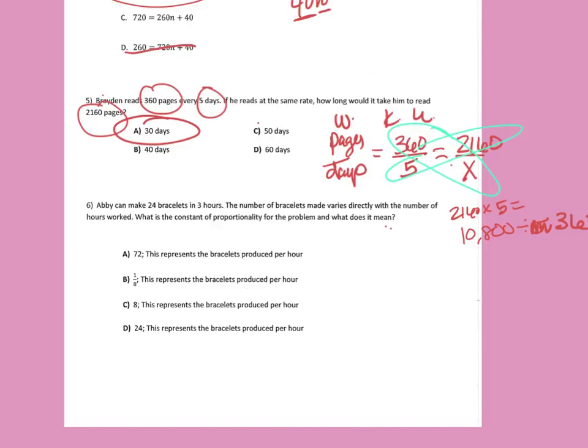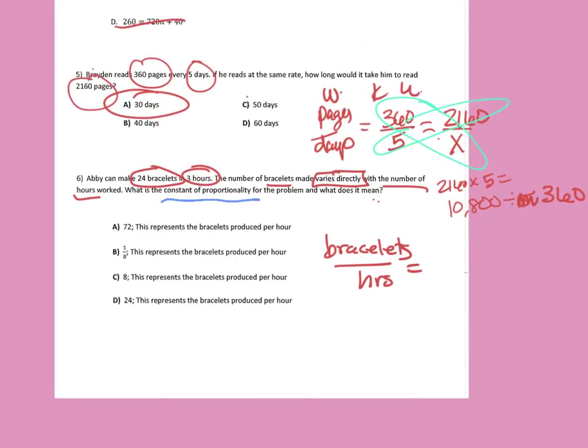Same idea. Abby can make 24 bracelets in 3 hours. The number of bracelets made varies directly with the number of hours. So she's comparing bracelets to hours. So what is the constant of proportionality? Basically, 24 divided by 3. So basically for 1 hour, because that's the unit rate, same thing. So she makes 24 in 3 hours. How much does she make in 1 hour? 8, because we have to divide those. 24 divided by 3.